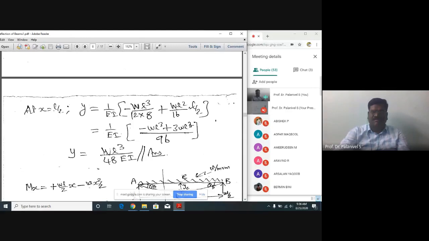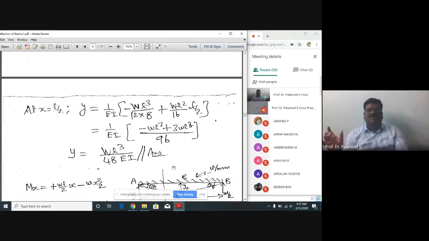I think I referred to Timoshenko at that time. He used the W, the same thing I adopted. PL cube by 48 EI, if you don't like WL cube by 48 EI, immediately you have to tell. This you should not forget. This is a very, very important expression.